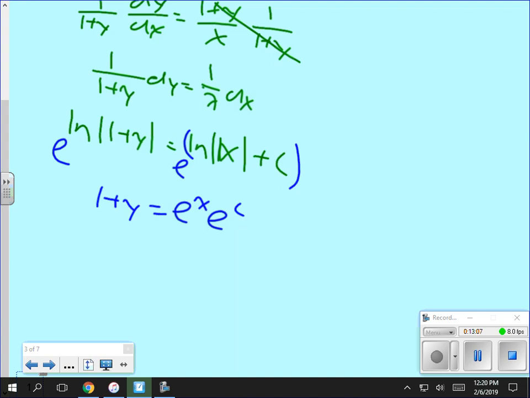Or sorry, that's not e to the x. That's e to the natural log of x, e to the c. I kind of got ahead of myself on this step. So do you see where I got from one to the other? Because what are your rules of exponents? e to the natural log of x times e to the c. What do you do to the powers? You add them, right? Which means you can also separate them.